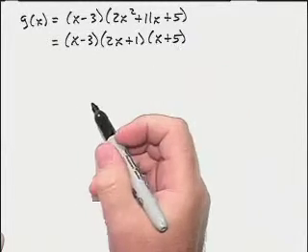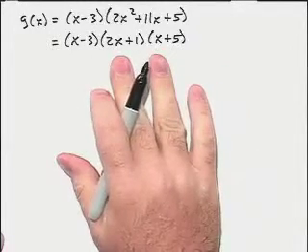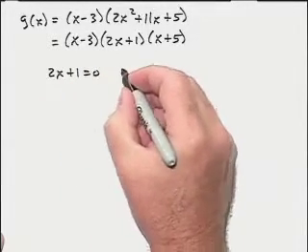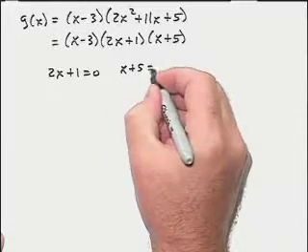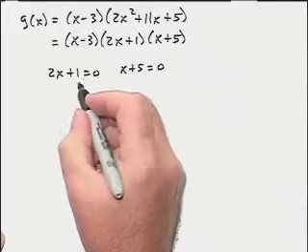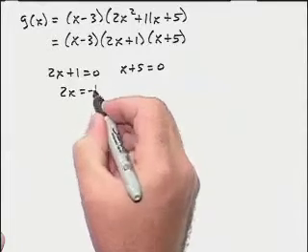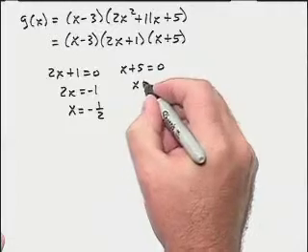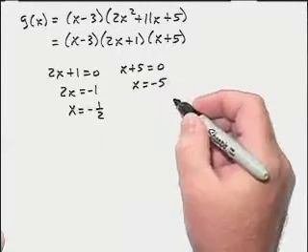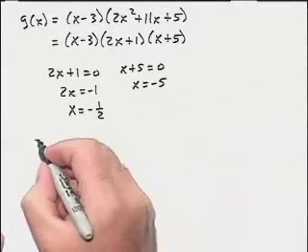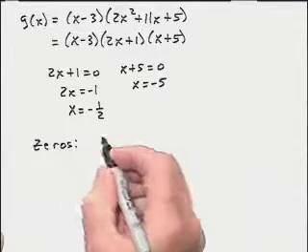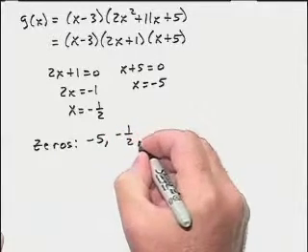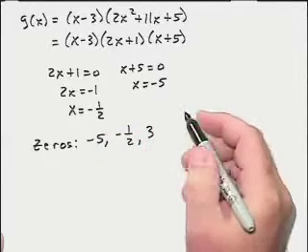To find the remaining zeros, set our last two factors equal to 0 and solve. We get 2x plus 1 equals 0. x plus 5 is equal to 0. So solving this equation, we get 2x equals negative 1, or x is negative 1/2. With this equation, we'll end up with x is equal to negative 5. Therefore, the zeros for our function are negative 5, negative 1/2, and 3.